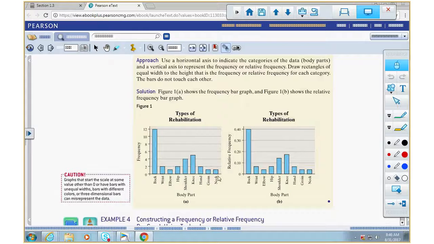So, how many people are in this rehab class? No. Spell mom backwards.